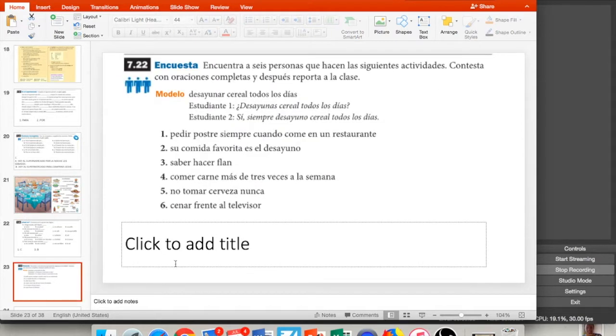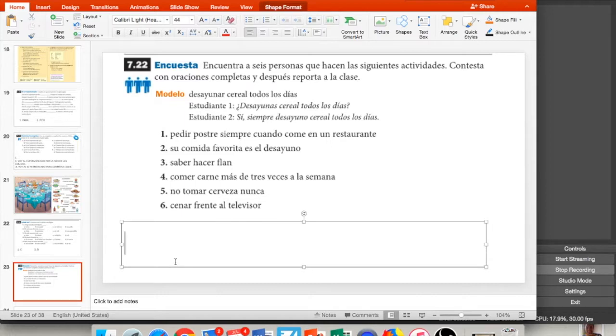Another example of this vocabulary: one thing you'll have to do this week is making sentences out of these that make sense. So look at the model example. It gives you desayunar cereal todos los días. So, to have cereal for breakfast every day. In question form, you're going to put this in the tú form to ask a friend, do you eat cereal for breakfast every day? Desayunas. So we took off the AR and added an AS in the tú form. So desayunas cereal todos los días. Do you eat cereal for breakfast every day?